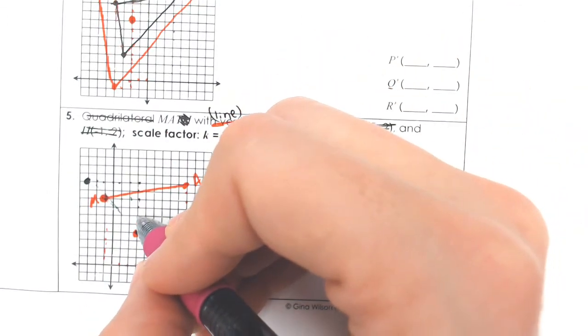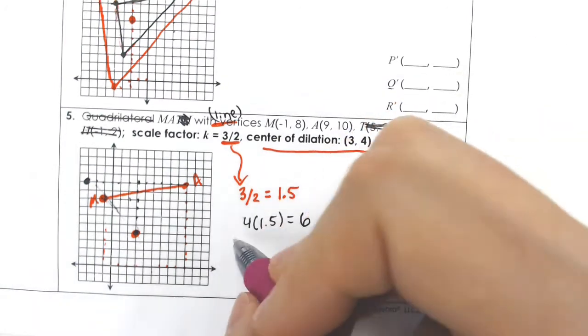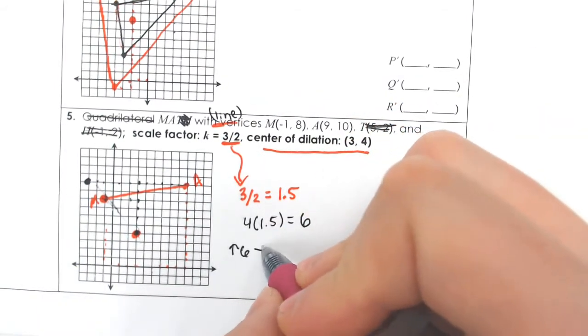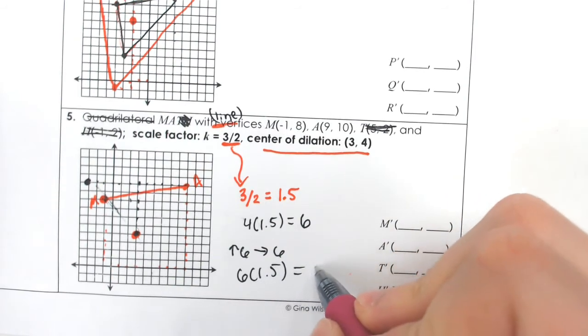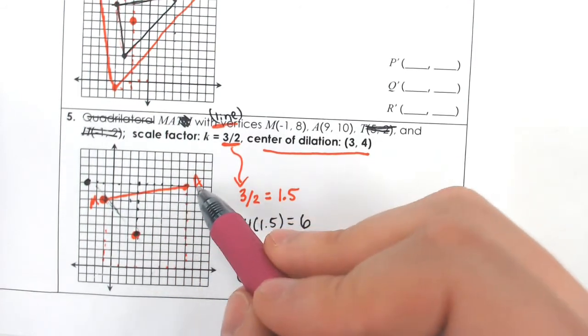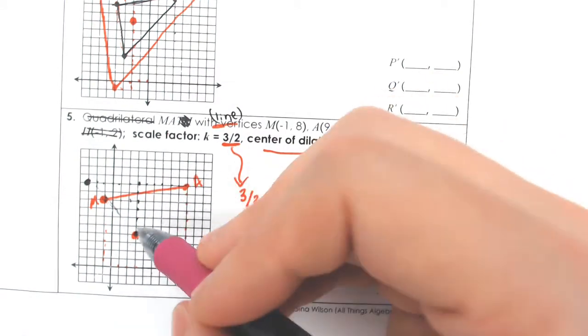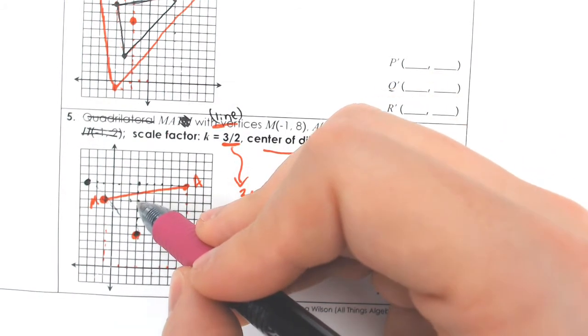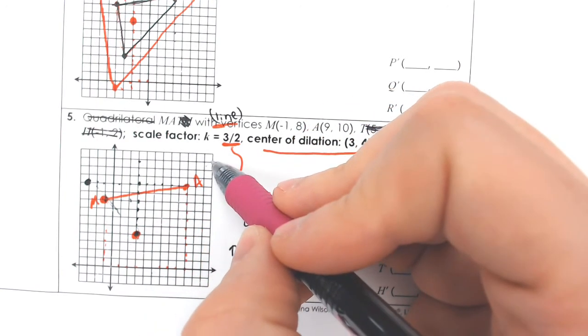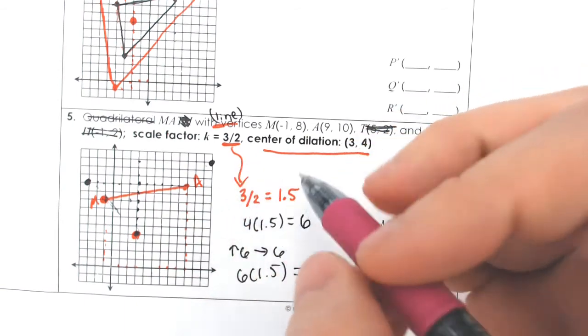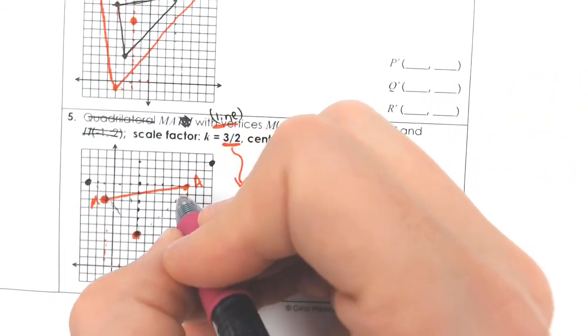We went up by 1, 2, 3, 4, 5, 6, and over by 1, 2, 3, 4, 5, 6. That's kind of lame. So we went up by 6 and to the right by 6. 6 times 1.5 is equal to 9. So instead of going up 6 and over 6, I have to go up 9 and over 9. Up 9, 1, 2, 3, 4, 5, 6, 7, 8, 9, and over by 9 is going to give me this point right here. Look at how they line up.